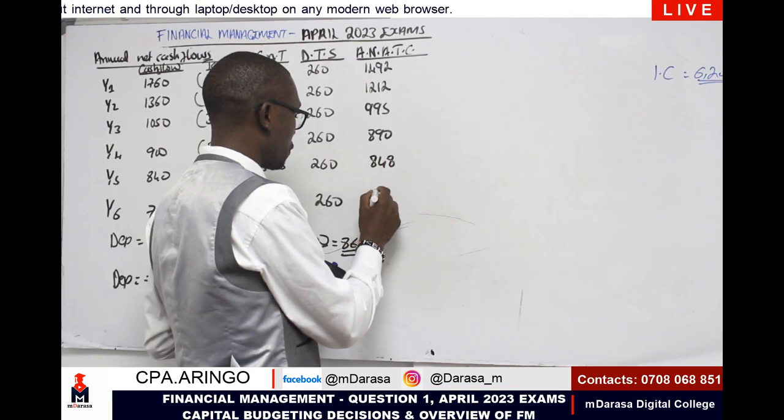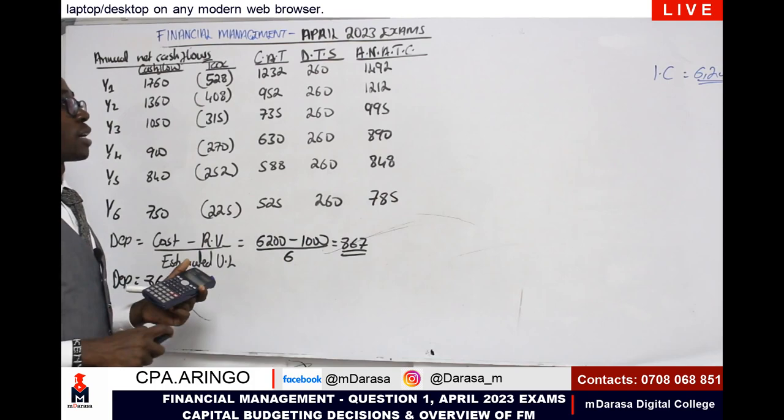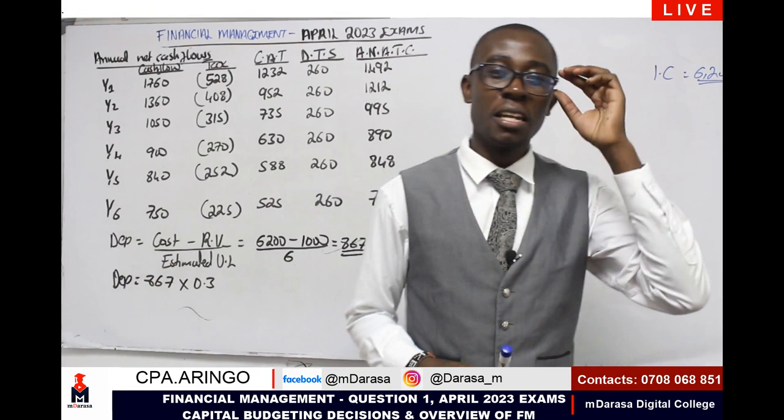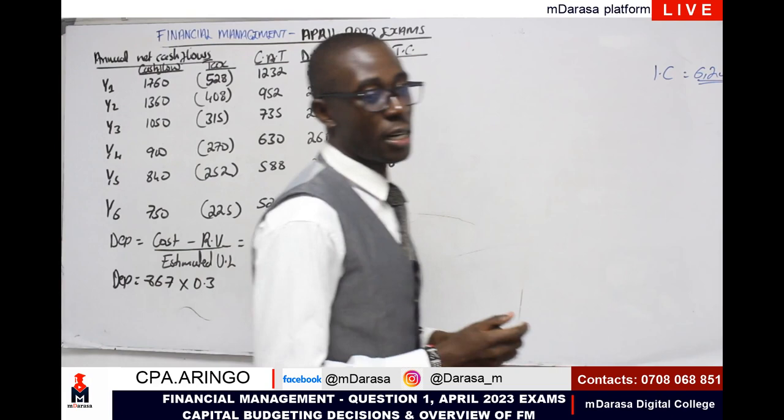So this is what I should be having as our annual net after tax cash flows, which will literally assist us directly when we'll be computing our NPV. So we are done with that part, my good students. Proceed to the next question.